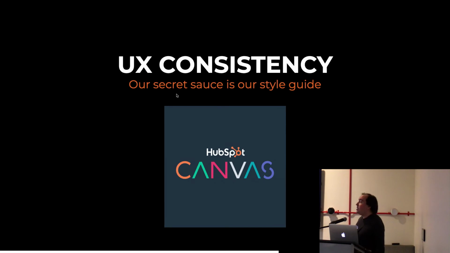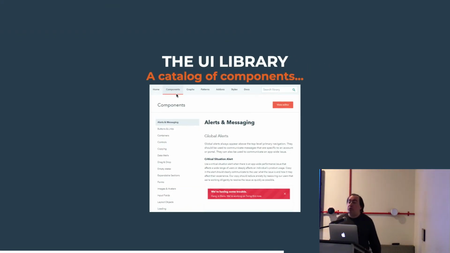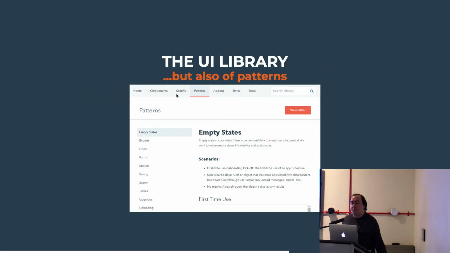So for UX, our solution to that is a style guide. We call it Canvas. It's basically a component library, the same kind that you see, think Bootstrap or Airbnb and stuff, but it's really comprehensive. We have several hundred components in there, and it's not just about components, but also patterns. The library will tell you how to handle, in this case, empty states, how to lay out your titles, how we do a transition, stuff like that.